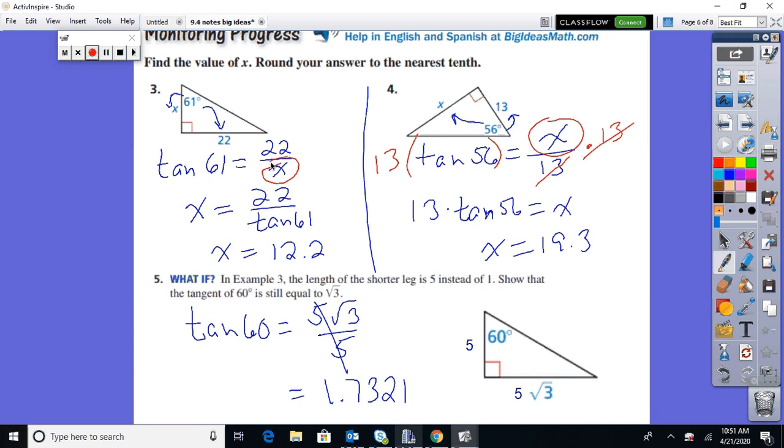Now in number 5, you got a little what if. What if they change the numbers to 5 and 5 roots of 3? Well, you guys know that all these 30-60-90s are similar. So it doesn't matter. If it's 100, this will be 100 roots of 3, and the hundreds will cross out, and you're left with square root of 3, just like the 5s cross out in this example. All right, so tan of 60 is always going to be 1.7321.